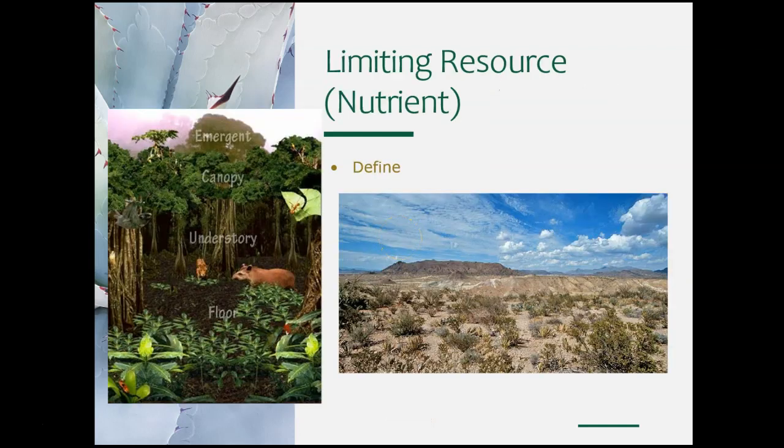Okay, one more thing you need to know about resources is that there's usually a limiting resource, and sometimes they call it the limiting nutrient. The limiting nutrient, here's what you write down as the definition, is the nutrient or the resource that runs out first. So it's the one that everything is competing for the most. Here in the desert, just guess right now. What is the limiting resource in the desert? Yeah, it's water, right? We have tons of sunlight, but we don't have a lot of water.